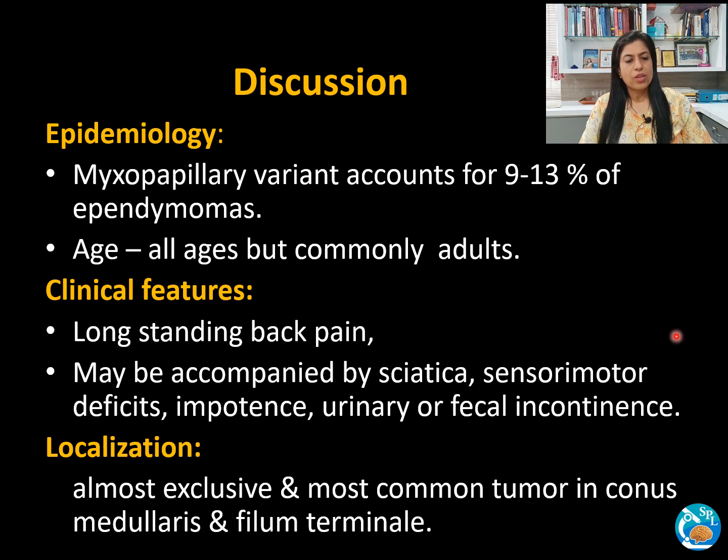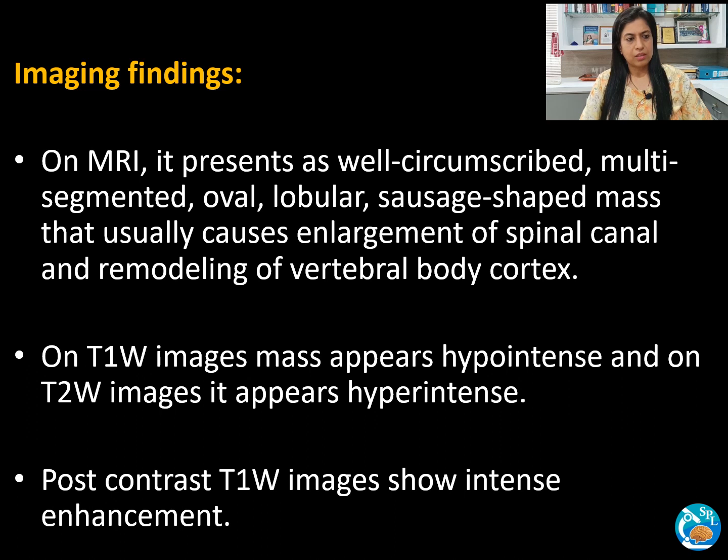They can be found in all age groups but is common in adults. These patients present with chronic backache and they may be accompanied by sciatica, sensory motor deficits, impotence, urinary or fecal incontinence. And now these are typically or almost exclusively located in the conus medullaris and the filum terminale.